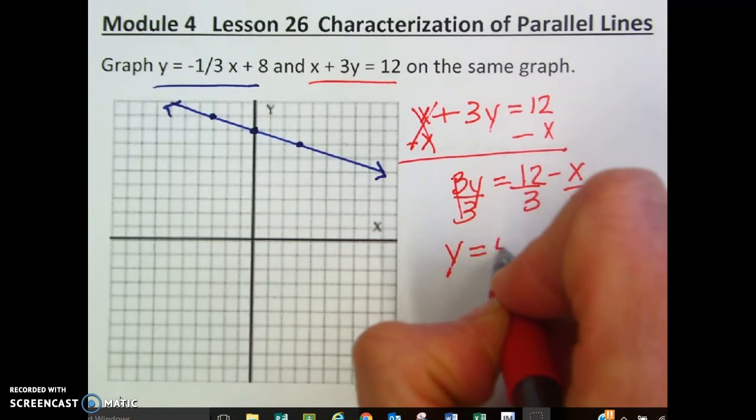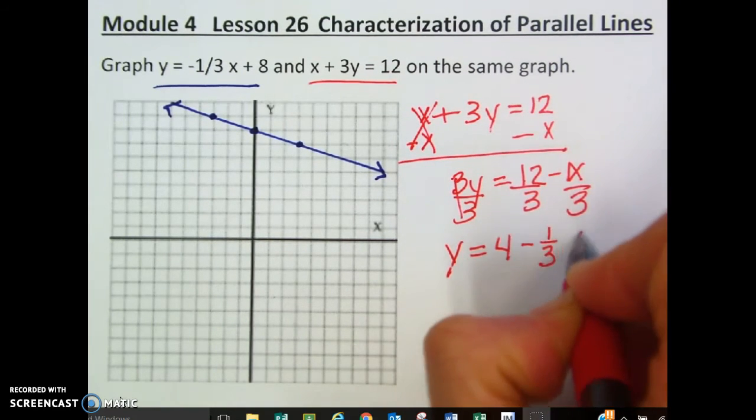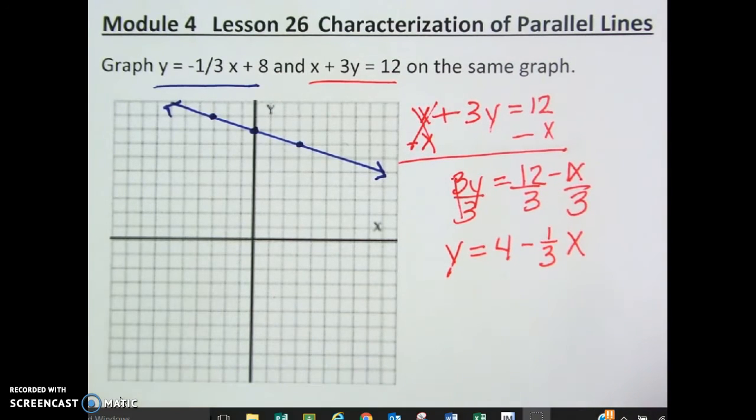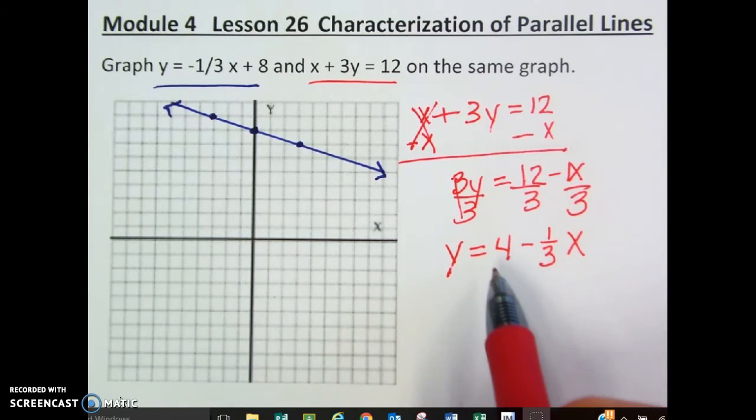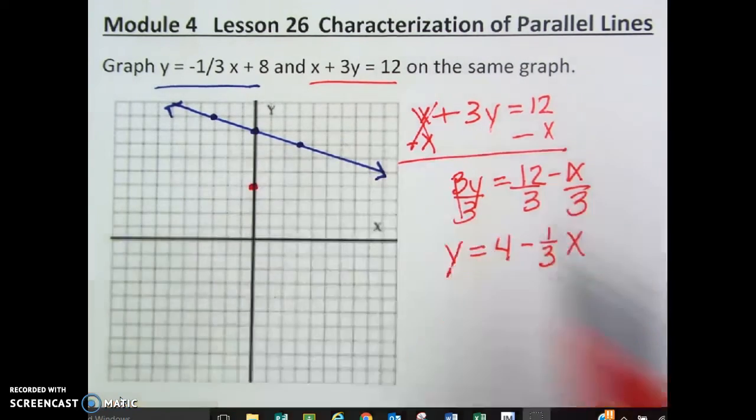12 divided by 3 is 4. Negative 1 divided by 3 is negative 1/3. And now I can see my slope and my y-intercept. So my y-intercept is now 4. So I'll go up 4, put my y-intercept dot.